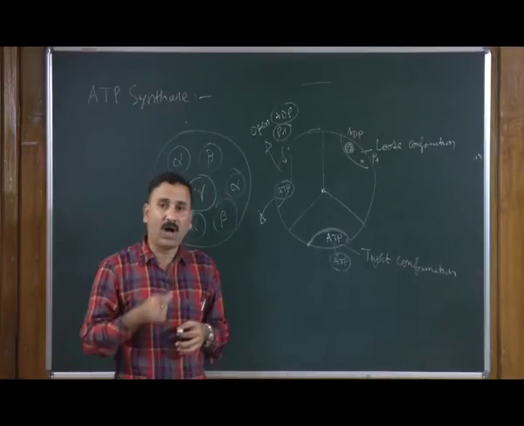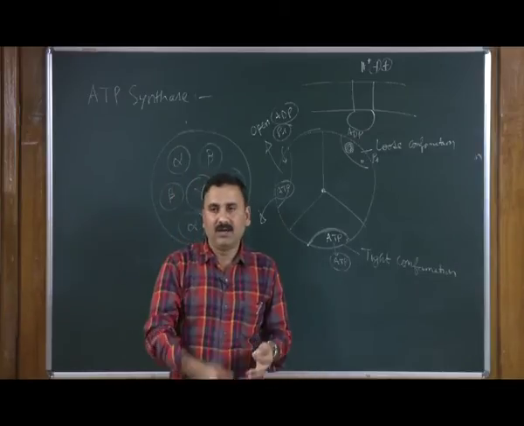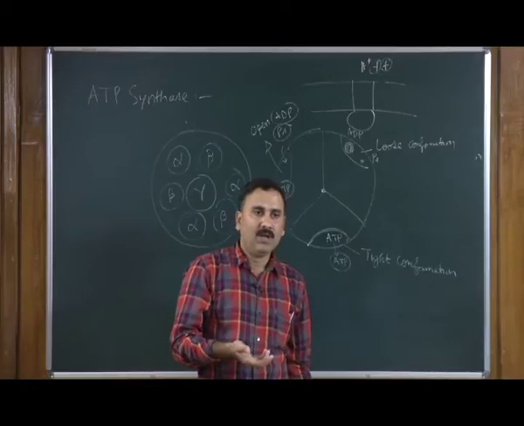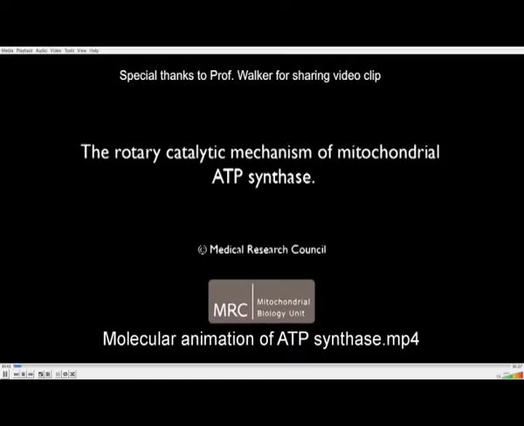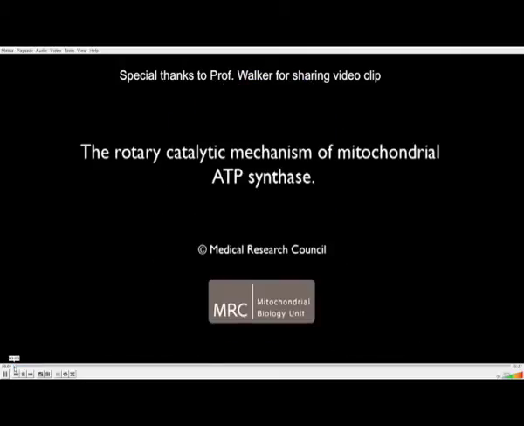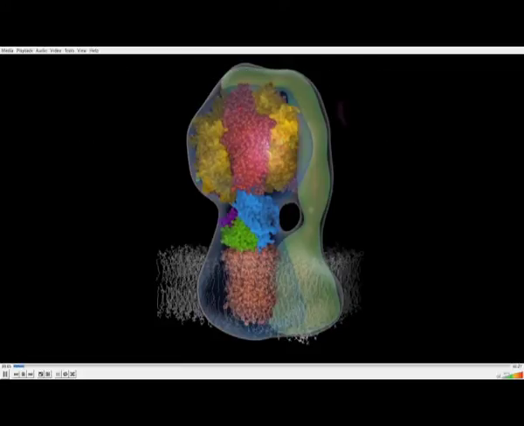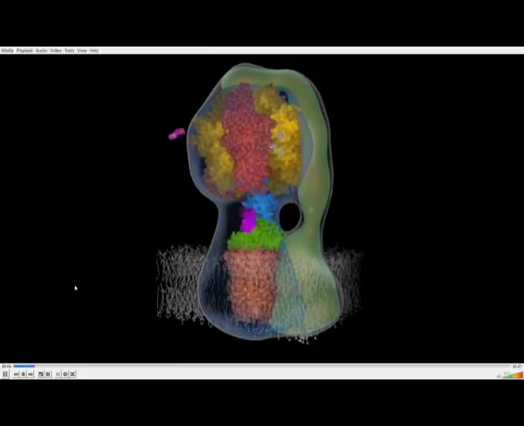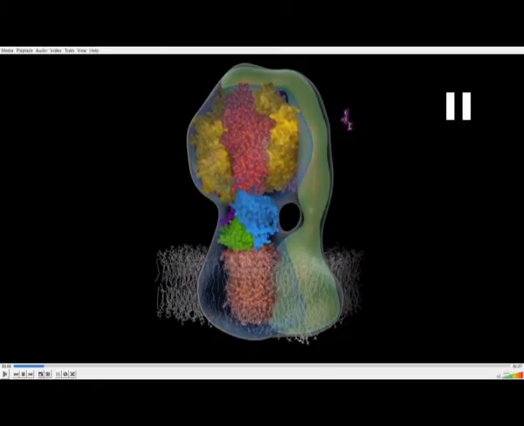Now, the question comes, how is this actually happening? We can see a small clip of a movie to understand that. This movie is provided by Professor Walker, who is a professor at MRC, and what you see here is the complete ATP synthase, and what you can see is a rotating rod. This rotating rod, the pink color, is the C chain of the FO particle.